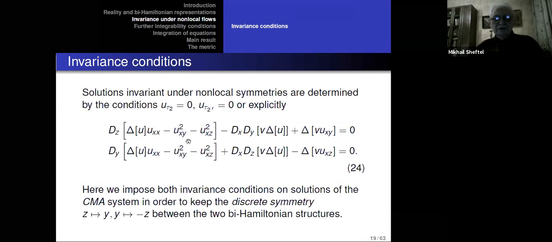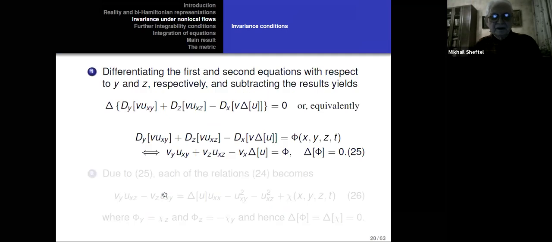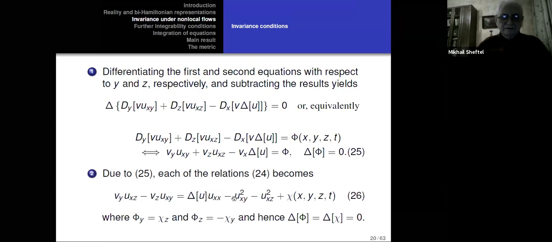And why do we impose not just one but two invariance conditions? Because we want to keep the discrete symmetry between the two Hamiltonian structures when Z is replaced by Y and Y in its turn is replaced by minus Z. Then we must make some clever mixture of these two equations so that we obtain one much simpler equation, 25, and another one, equation 26, which are much simpler than the original invariance conditions.